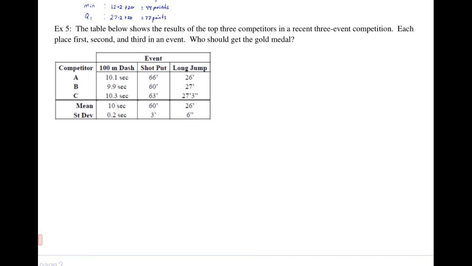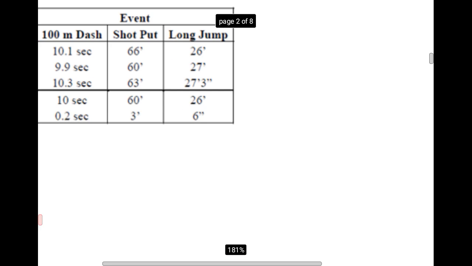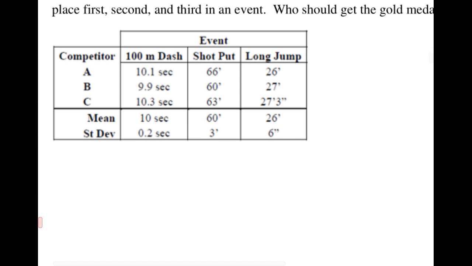We want to know the z-scores. Before we do that, if you notice, 100-meter dash, 10.1 seconds, 9.9 seconds, they're all measured in seconds. Great, easy to do. Shot put, that's all measured in feet. 66 feet, 60 feet, 63, mean of 16, standard deviation of 3 feet. However, the long jump, we have 26 feet, 27 feet, 27 feet 3 inches. Then we have a mean of 26 feet and a standard deviation of 6 inches. So the units aren't the same.